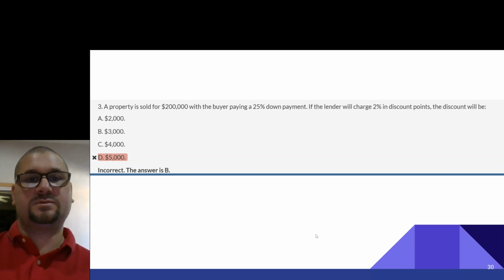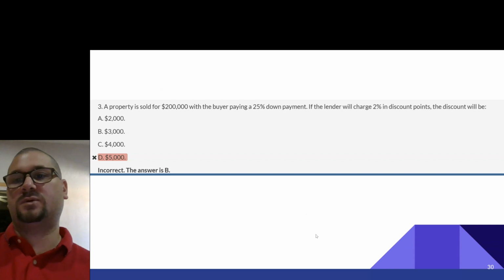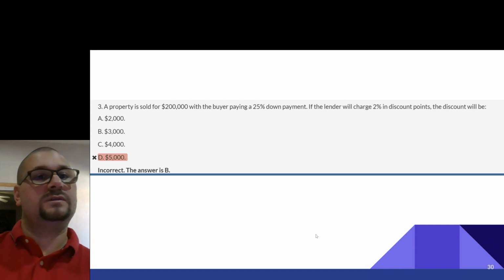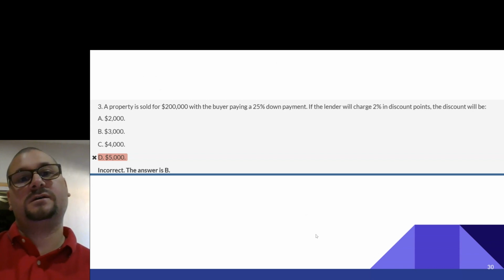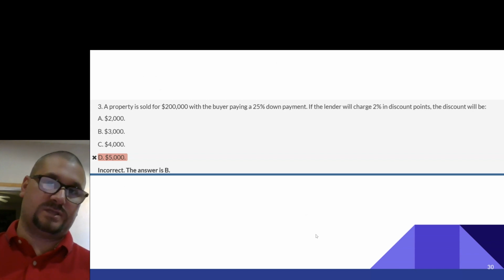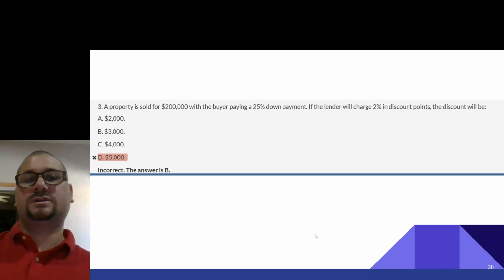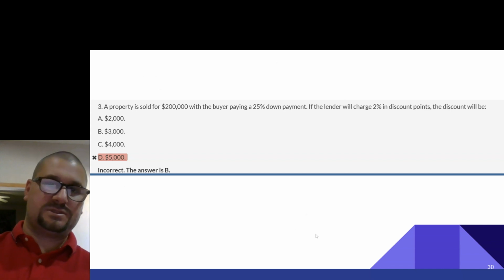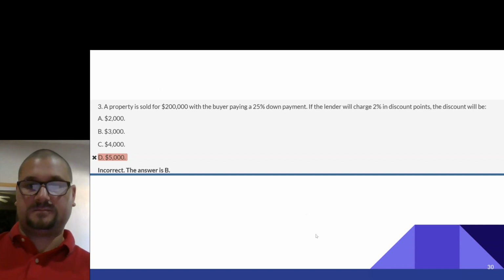Property sold for 200,000 with the buyer paying 25% down payment. If the lender will charge 2% in discount points, discount will be what? So we need to get the loan. They sold it for $200,000. They put down 25%. So what is the loan? So 200,000 times 75%, right? 100 minus 25 will give you 75%. That's the loan. 200,000 times 75% gives you 150,000, times 2% gives you $3,000.